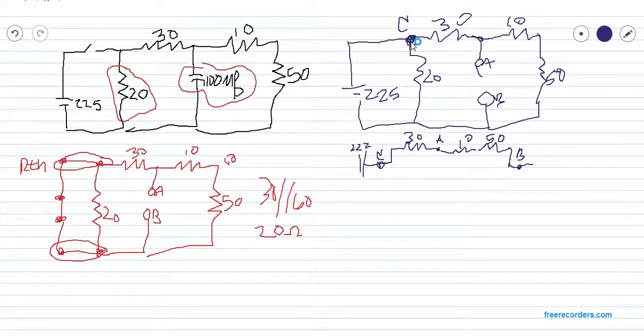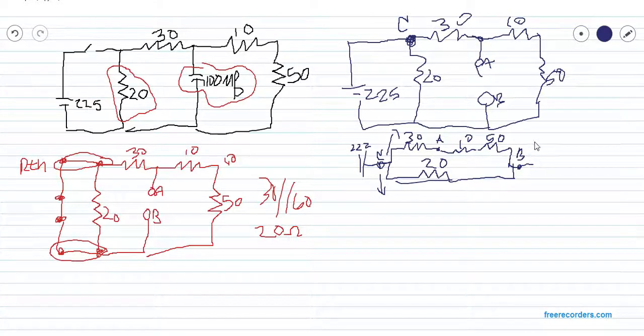Now the other path that it takes from C goes through 20 and then ends at the other side of the voltage source, so we wind up with 20. Now remember that when you have any components that are in parallel, each side sees exactly the same voltage. So this 20 ohm resistor sees 225 volts, and all of this sees 225 volts.